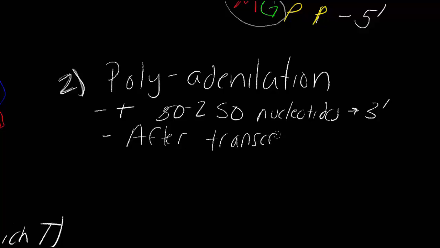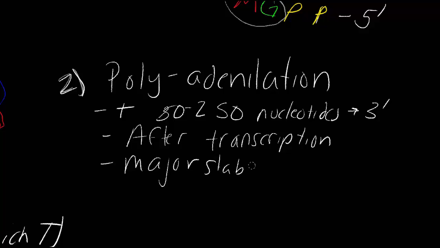In case you guys kind of get confused which one is before or at the beginning and which one's after, well, think of this polyadenylation. So we're adding a lot of A's, a lot of adenines. So A after transcription. And this is so we can have major stability to the mRNA. And also it's going to help with our union. So this is going to facilitate union to the ribosome.